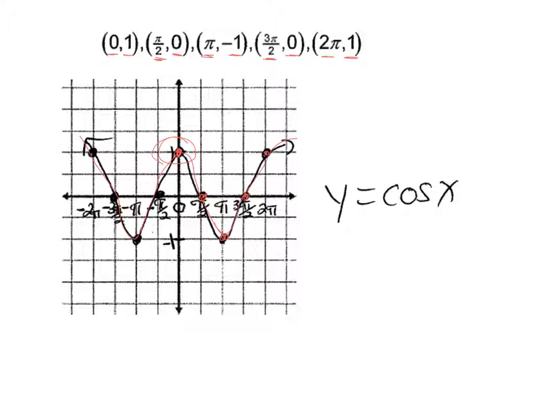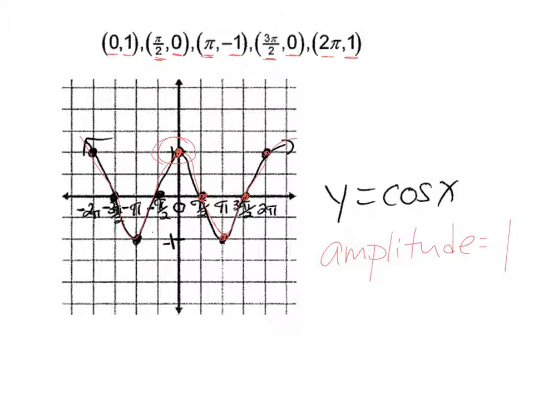These types of graphs model anything in the natural world that makes waves, like ocean waves, sound waves, springs, pendulums, etc. The height of each wave is called the amplitude. And for the parent graphs, the amplitude is 1. From the x-axis, the highest it ever goes is positive 1, and the lowest it ever goes is negative 1.